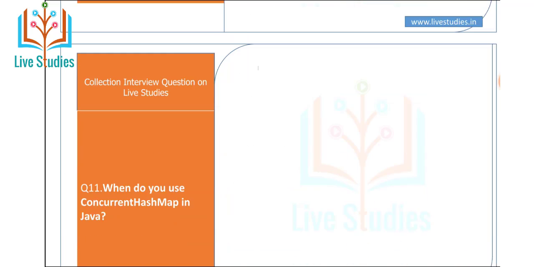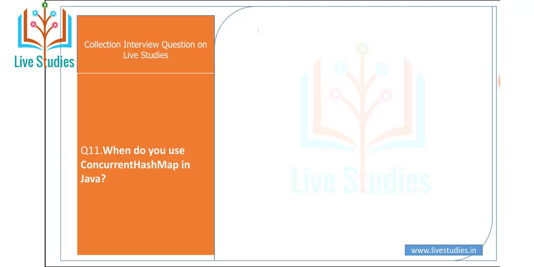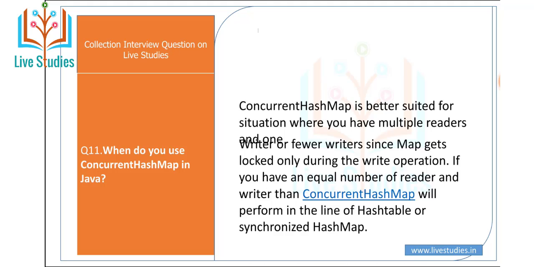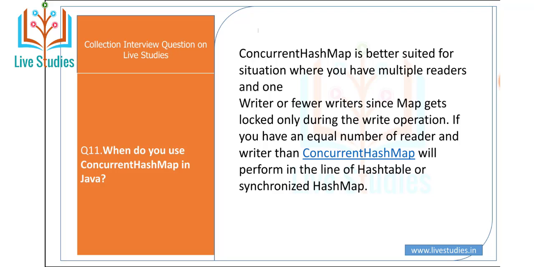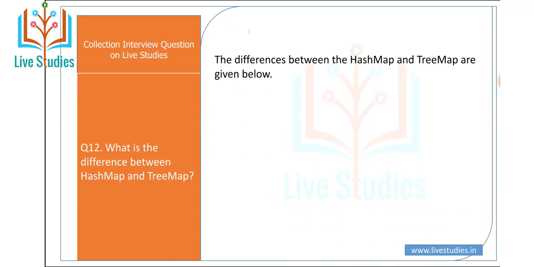Okay, move to the another question. Another question is, when do you use ConcurrentHashMap in Java? ConcurrentHashMap is better suited for situations where you have multiple readers and one writer or few writers, since the map gets locked only during the write operation. If you have an equal number of readers and writers, then ConcurrentHashMap will perform in the line of Hashtable or synchronized HashMap.